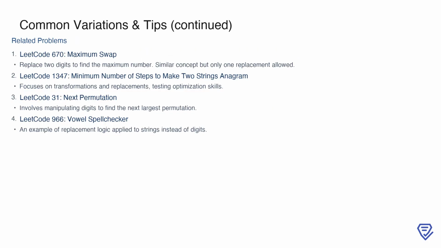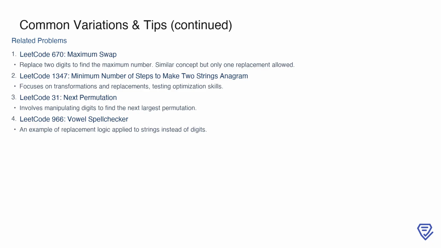This problem is part of a family of related challenges, and recognizing these connections can help deepen your understanding. For instance, LeetCode 670, maximum swap, is closely related. In that problem, you're allowed to replace 2 digits to achieve the maximum number, but only one replacement is permitted.